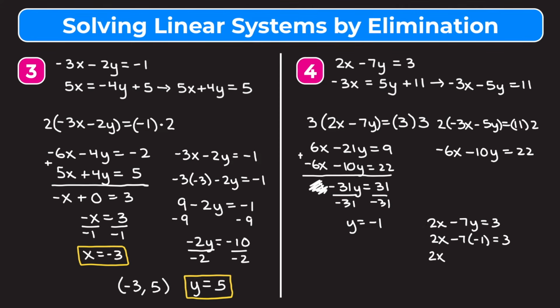So I'm going to have 2x, and minus 7 times minus 1 is going to give me a plus 7. So 2x plus 7 equals 3. Subtract 7 from both sides. We're going to get 2x equals negative 4. Divide both sides by 2 to get that x is equal to negative 2. So I get y equals negative 1 and x equals negative 2 as my answer, which again can be written as the point negative 2 comma negative 1.